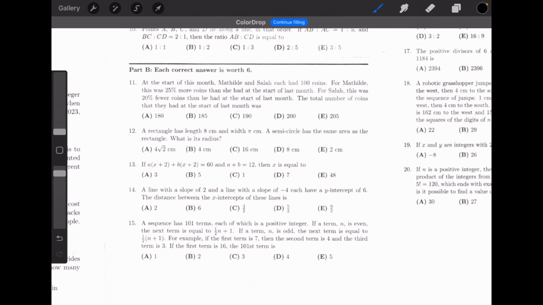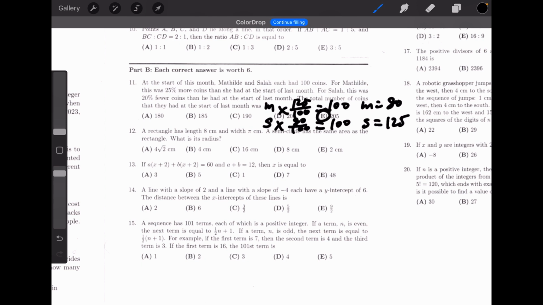Okay, let the number of coins Mads had at the start of last month be M, and the number of coins Sala had at the start of last month be S. M times 125 over 100 gives us 100, therefore M equals 80. And S times 80 over 100 equals 100, so S equals 125, and 125 plus 80 equals 205, which is E.